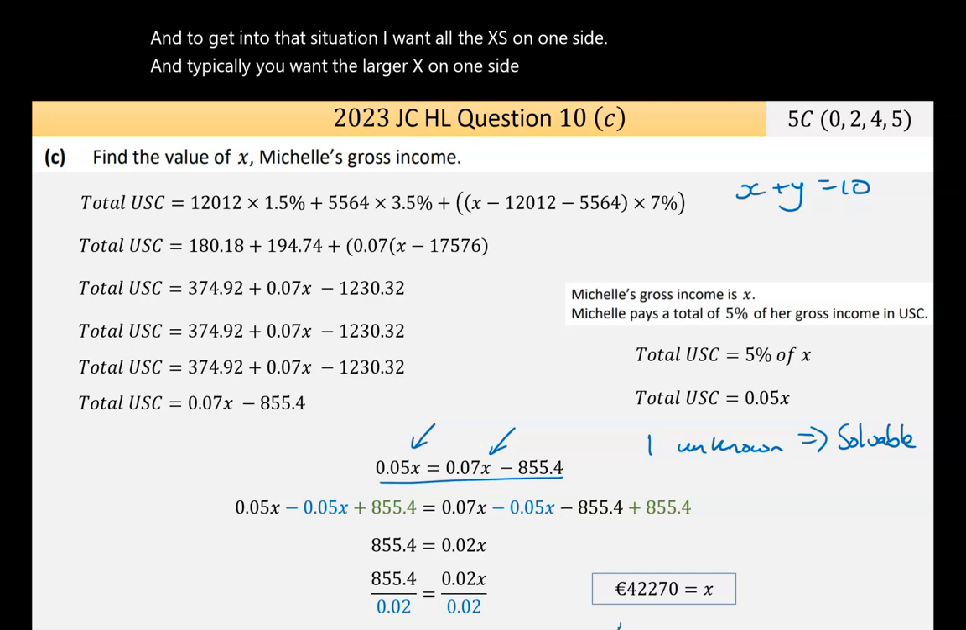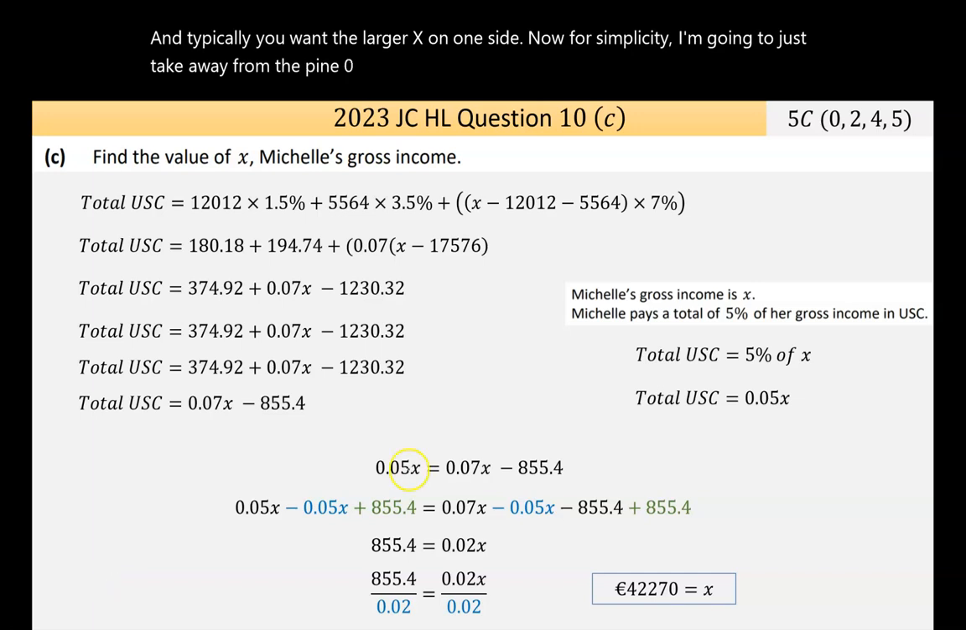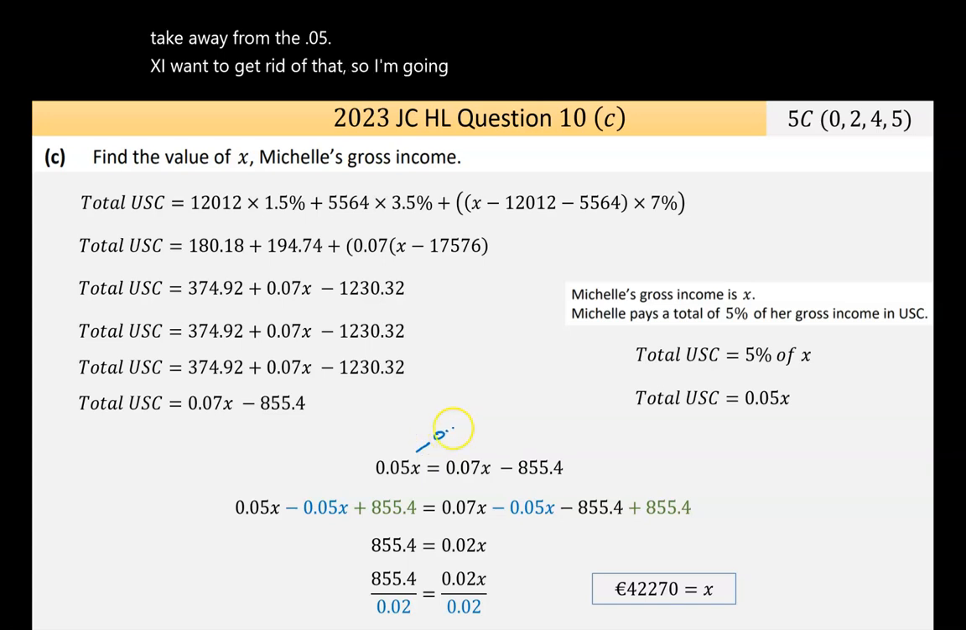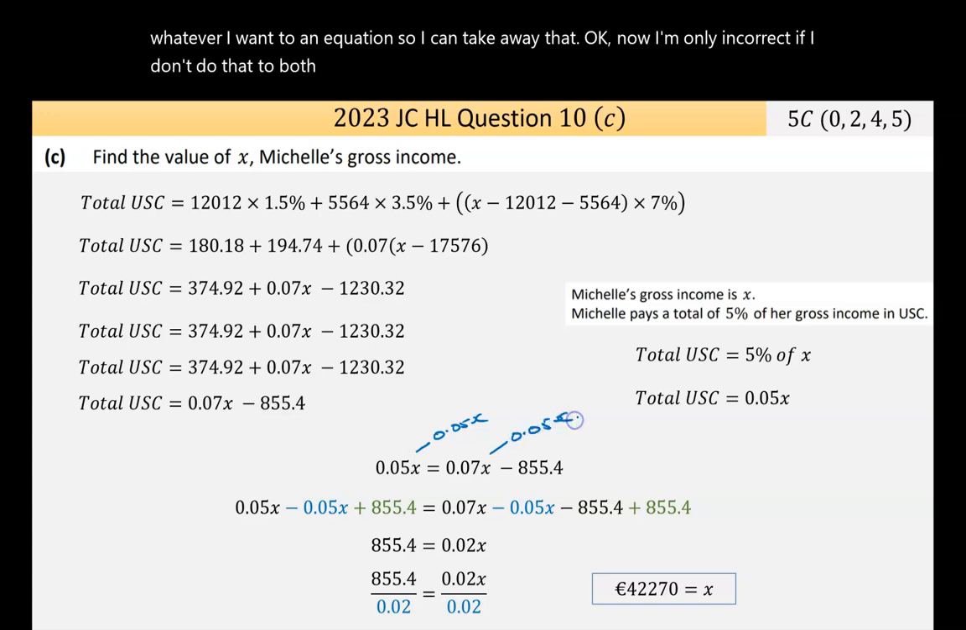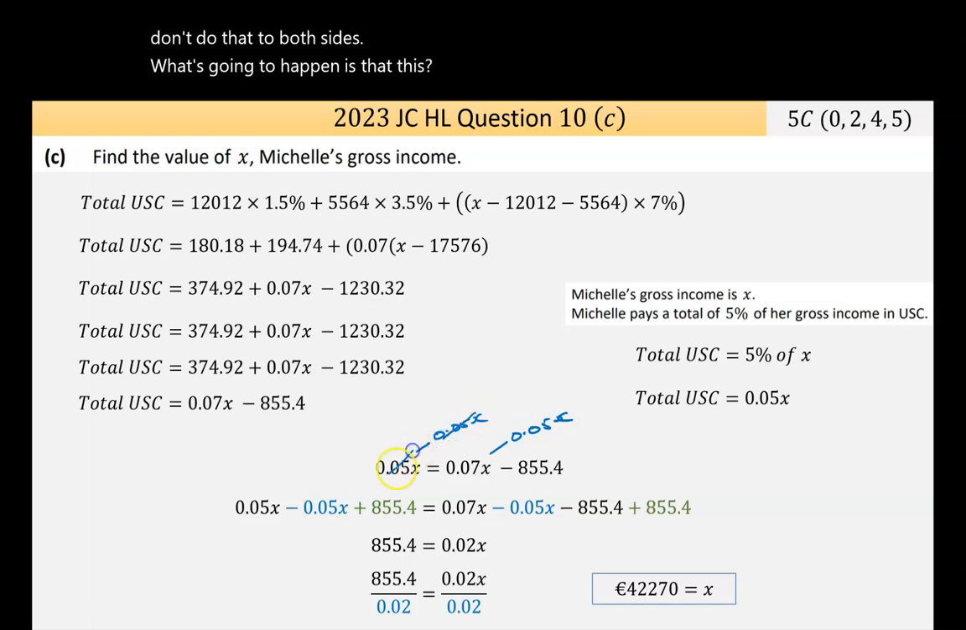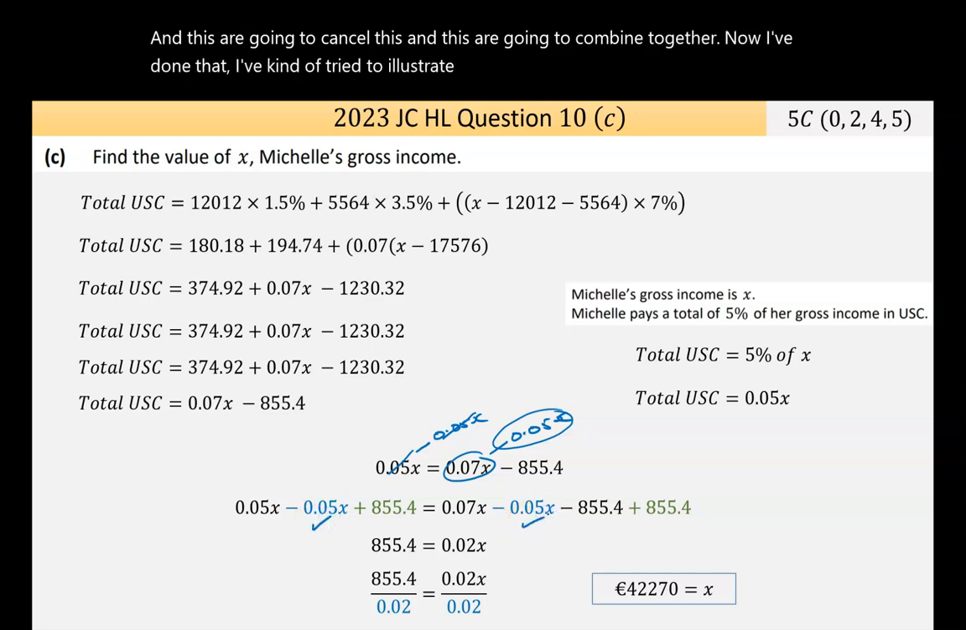Now, for simplicity, I'm going to take away the 0.05x. I want to get rid of that, so I'm going to take 0.05x away from it. I'm allowed to do whatever I want to the equation, so I can take that away. I'm only incorrect if I don't do that to both sides. What's going to happen is that this and this are going to cancel. This and this are going to combine together. I've tried to illustrate that here in a different color.